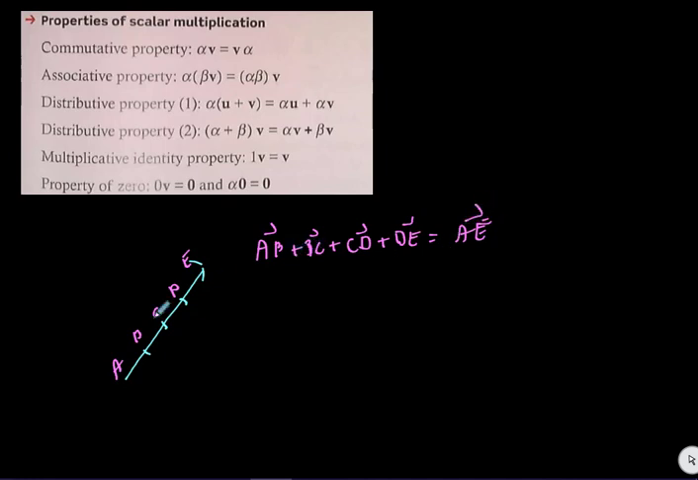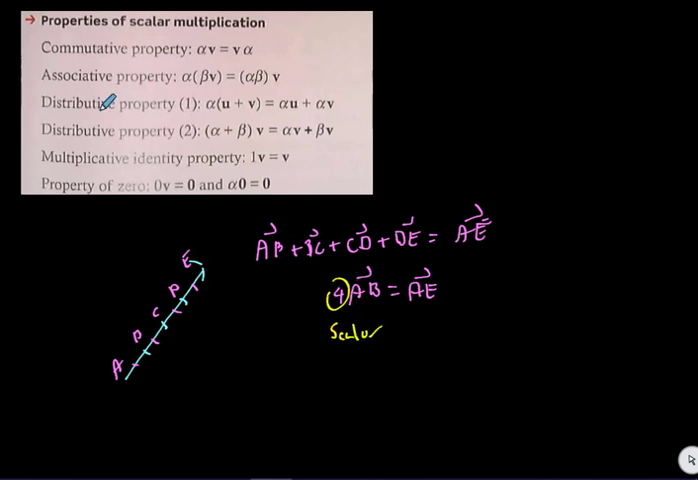Good. And if these are all equal distances between those points, then we know these are all equal. So we can say that this is equal to 4 times vector AB, and that's going to be equal to the vector AE. This number right here is what we call our scalar. So that's our scalar multiplication.